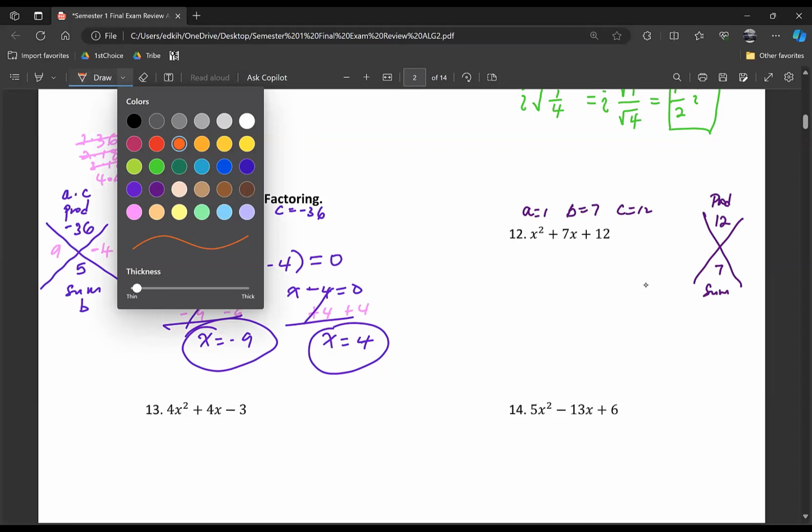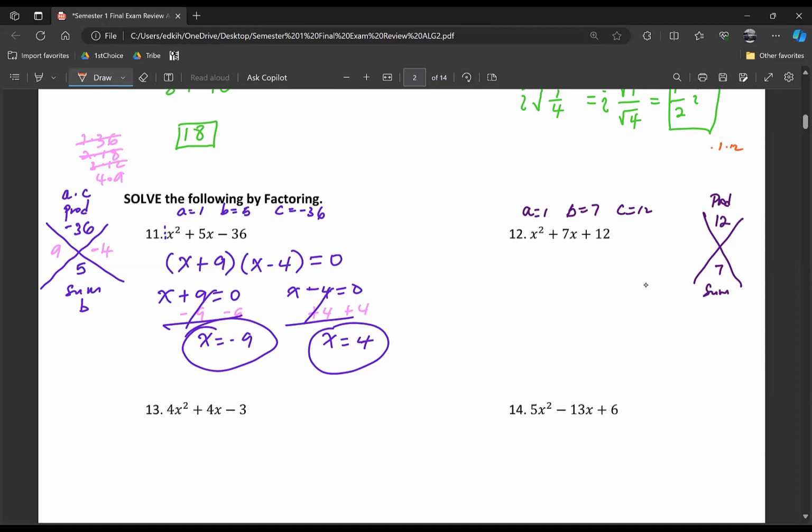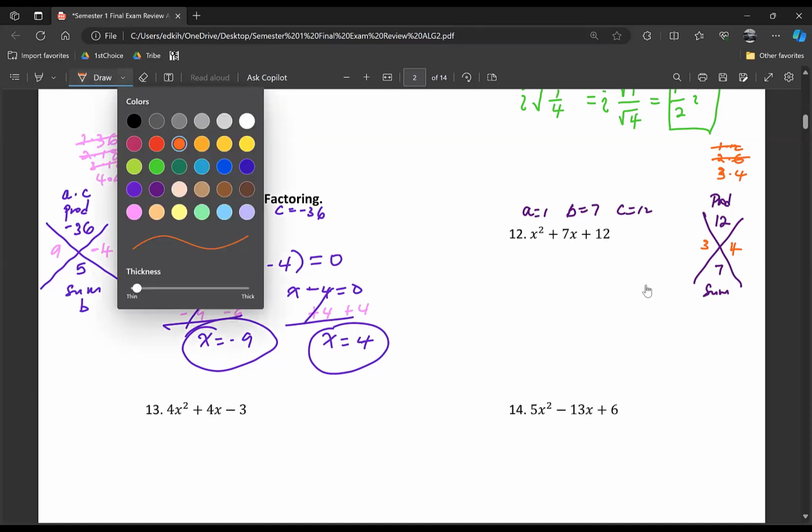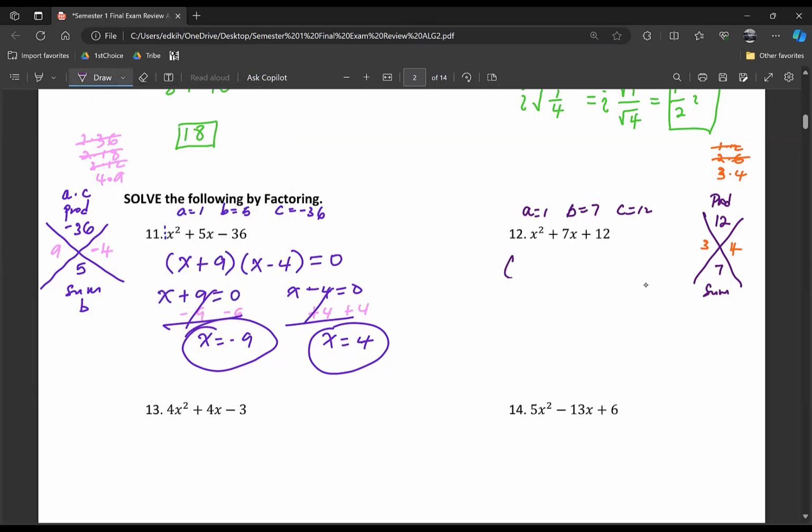If you want to go in order again, 1 times 12, it's not going to give us a 7 when you add. 2 times 6, not going to give us a 7. 3 times 4, there you have it. So the values you're looking for are 3 and 4. And they do work. 3 times 4 is 12, and 3 plus 4 is 7. So we don't have to do any extra or change any signs or anything like that. So let's proceed. This then becomes x plus 3 and x plus 4. Once again, if the instructions were just to factor, we would stop there. But we are being asked to solve.